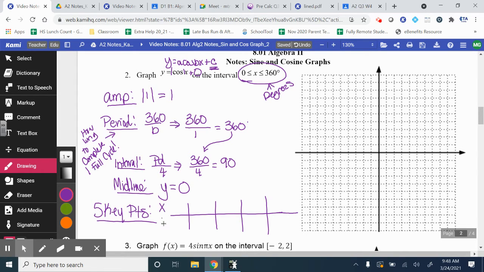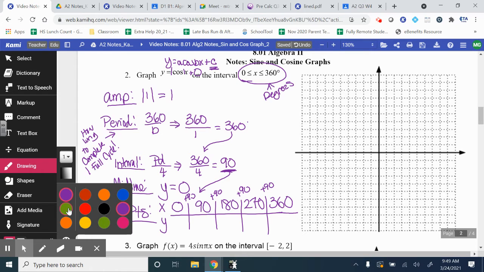All right, so here's our x's and our y's. We said if there's no horizontal shift, which we don't have any, there's no parentheses being added or subtracted next to the cosine, so we're going to start at 0. Then to get to our next number, we're adding 90 to that. So 0 plus 90 is 90. 90 plus 90 is 180. 180 plus 90 is 270. And 270 plus 90 is 360. So now I have my x values filled in. I want to fill in my y values.